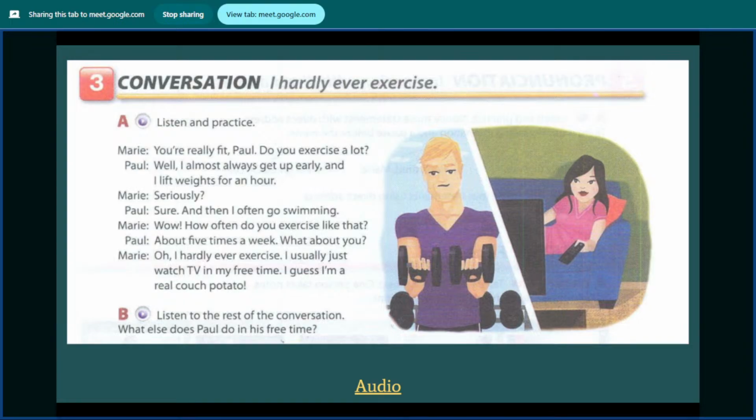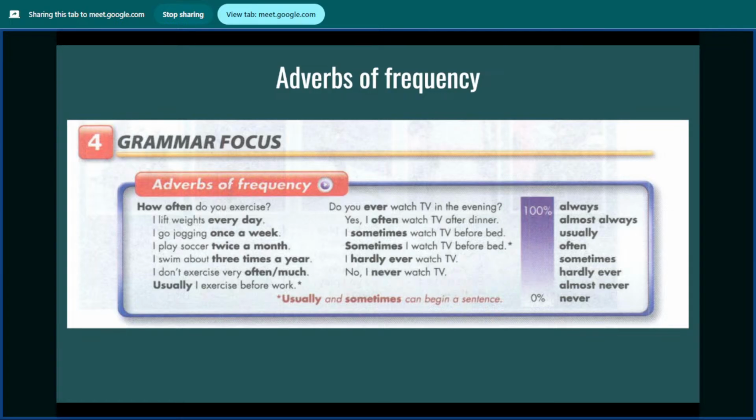Okay. Now next, as I said, here we would be looking at the adverbs of frequency, the words that we saw in the conversation also. Words like hardly ever, often, almost always, correct? These kind of phrases are used to talk about frequency. Frequency means how many times we are doing that action. That's what frequency means.